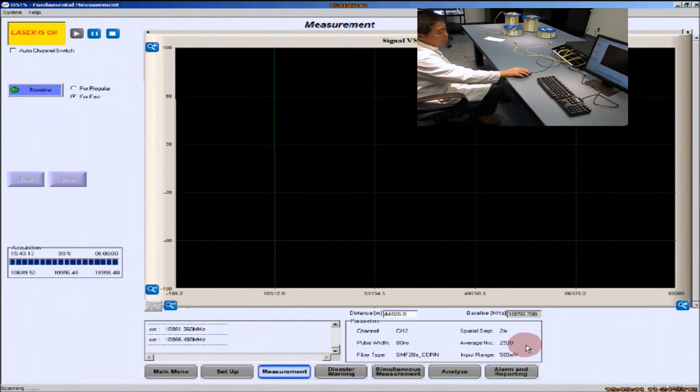So we've now almost collected all of the data, and now it's taking the time to do the analysis. Again, as I said earlier, the important thing is to take the time to get that good initial baseline reading. A good baseline reading is what makes this whole feature work well.